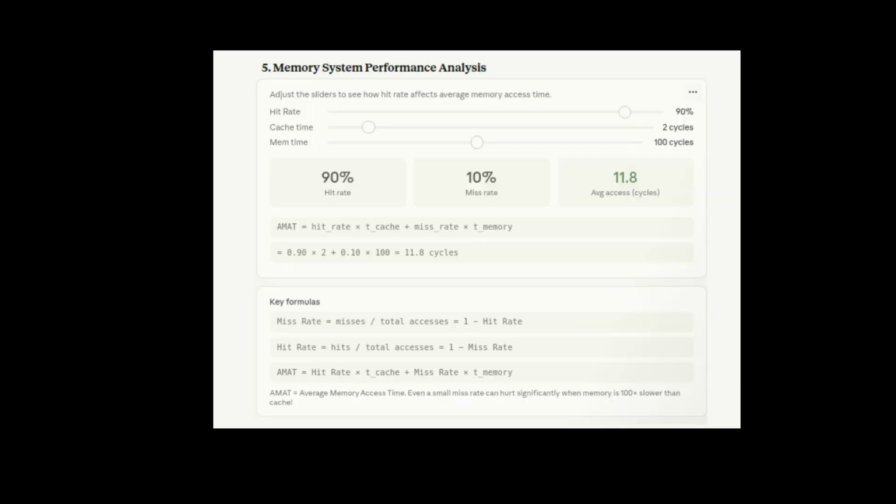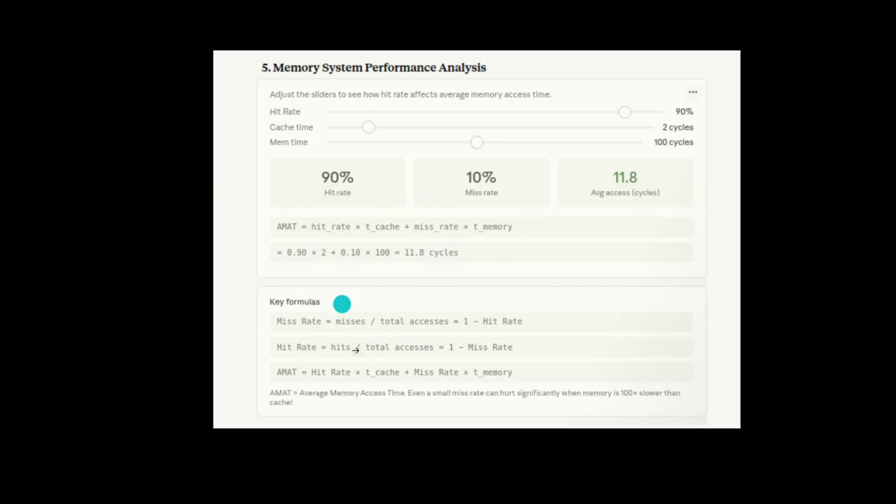In memory system performance, there is AMAT, that is average memory access time. How do we calculate the average memory access time? If you have a hit in the cache, then the time to access the cache, if you multiply it by the hit rate, plus if it is a miss, then you have to access it from the memory. So miss rate into T of memory. This would give us the average memory access time.